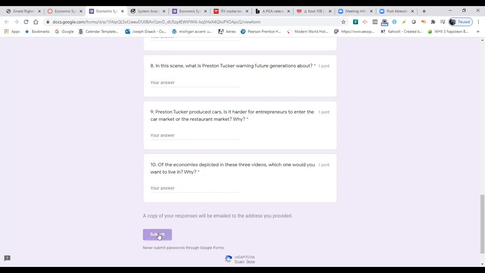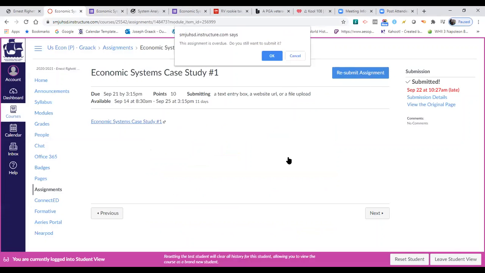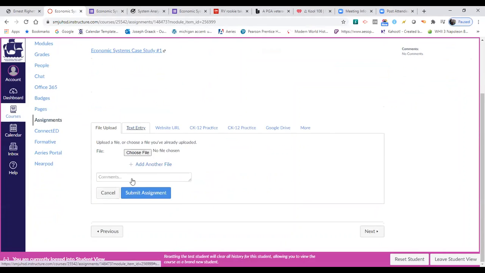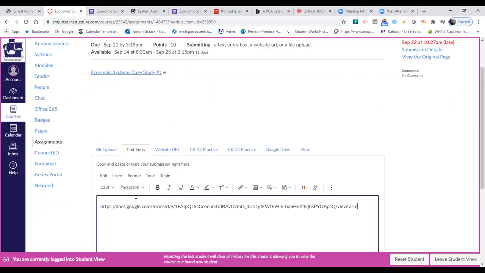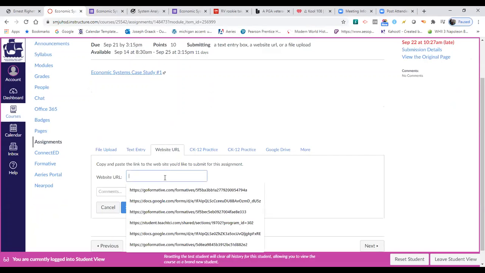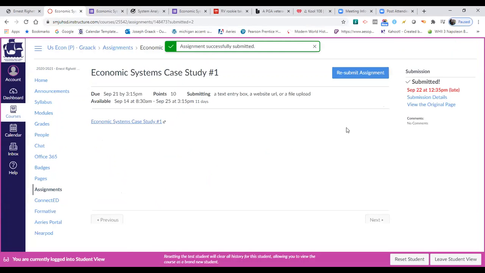Once you hit submit, you would take your URL up here, right? And once again, you could post that in the text entry if you want. So if you post in the text entry and hit enter, it'll show up as a link, or you can go website URL, copy and paste that there, submit that, and that'll be done. So that's what you should have done yesterday after you had worried about your first grading period.